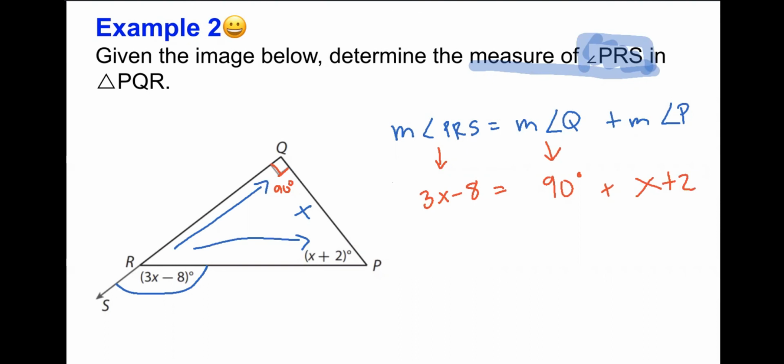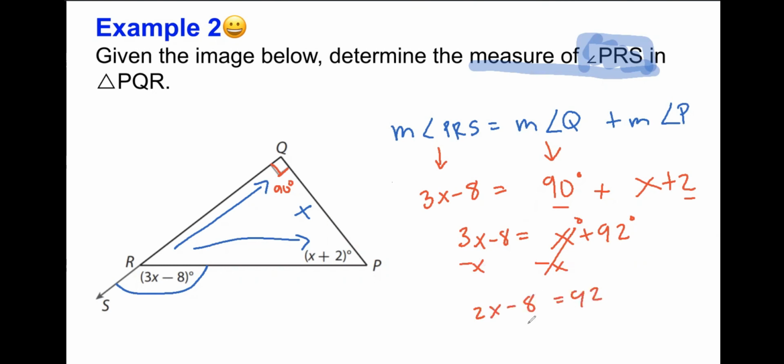Let me redraw this part just because I don't want you to confuse that with another x. That is plus. Okay, so let's simplify and solve for our variable. Here we have 3x minus 8. This side is already simplified. Over here, we add 90 and 2, so x plus 92 degrees. Let's continue to solve for x. What do we do? Subtract x on both sides. This goes to 0. We're left with 2x minus 8 equals 92.